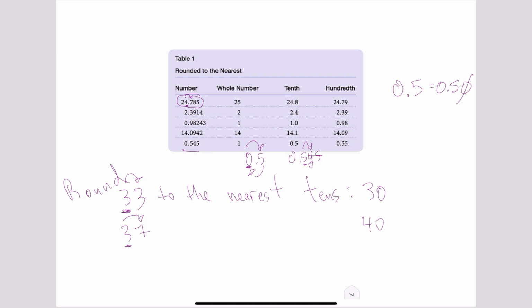So hopefully it makes sense how to round. Rounding decimals is the same as rounding whole numbers. Go to the place value that you want to round to, then look to the right to the neighbor number. If it's a big number, round up. If it's a small number, round down.